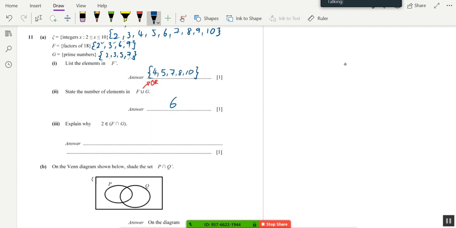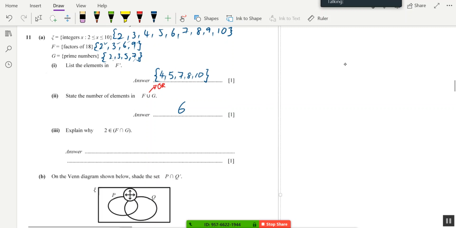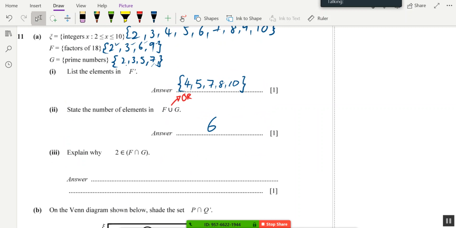Wait, what? Number of elements. They are not looking for the element. They are looking for the number of elements. How many are there? So we count how many are there. 1, 2, 3, 4. Repeated ones don't count. 5, 6.